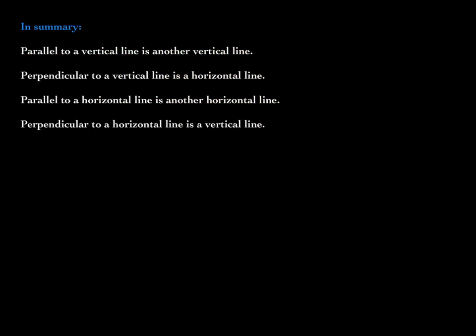All right, here's a summary that I think is really good for your notes. If you're parallel to a vertical line, then you have another vertical line. If you're perpendicular to a vertical line, then that must mean you're talking about a horizontal line. If you're parallel to a horizontal line, then you have another horizontal line. If you're perpendicular to a horizontal line, then you have a vertical line. So you may want to write those down, read those statements a few times, look at the previous examples so that you're making sense of this information.